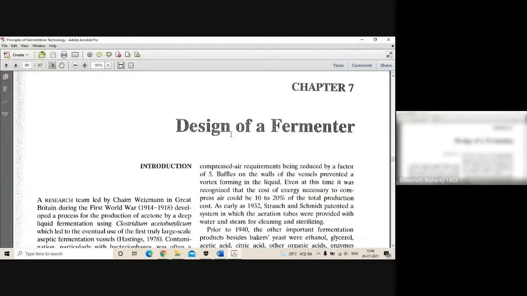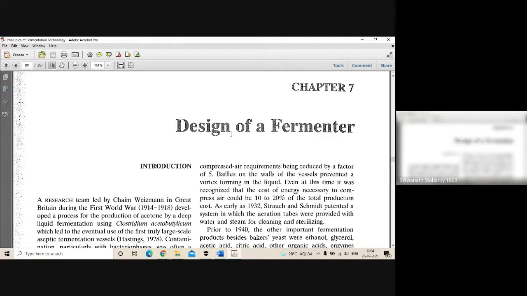Now, first of all, this chapter is chapter 7. So you must be careful when I'm discussing this, so you can always refer to the content more easily. In this chapter, we will be discussing the design of the fermenter, and not only design, we'll also be talking about some operational aspects of the fermenter. What should be the content? So, basic things about the fermenter design.